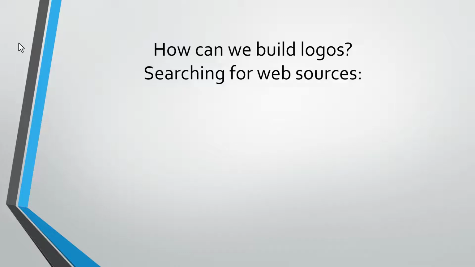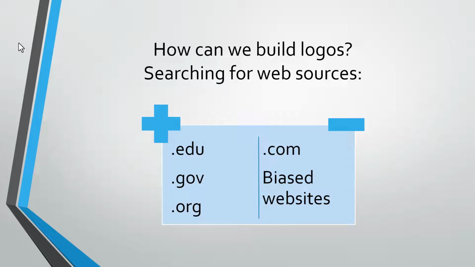If you're looking for web sources, you might look for any website that has .edu, .gov, or .org in the URL. .edu websites come from educational websites like other colleges and universities. .gov sources come from government websites that have a lot of mostly unbiased information and statistics, and .org websites belong to organizational websites, which can sometimes have bias, so we need to be careful of those.